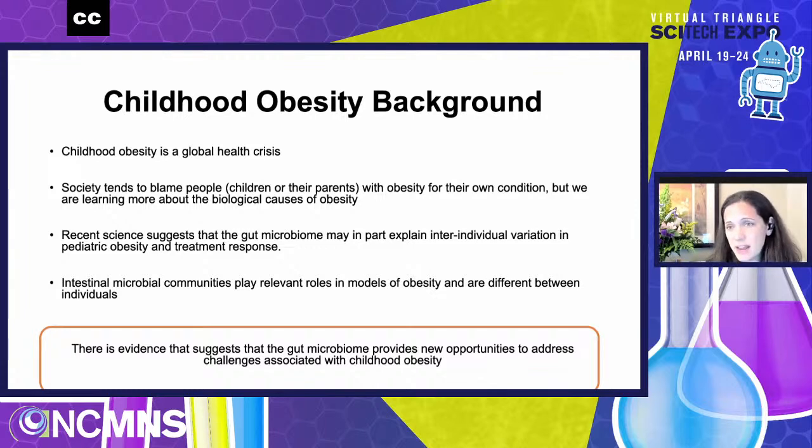I think sometimes people who have gained weight too quickly feel like they're blamed for that condition, or maybe their parents feel like they're blamed for that condition. But what we're learning is that there are a lot of reasons why this is happening all over the planet to lots of people. We didn't suddenly have a crisis where everybody lost their willpower all of a sudden. Something else is going on. And we think that the microbiome might be part, at least, of the reason why this is happening to so many children and adults all over the planet.